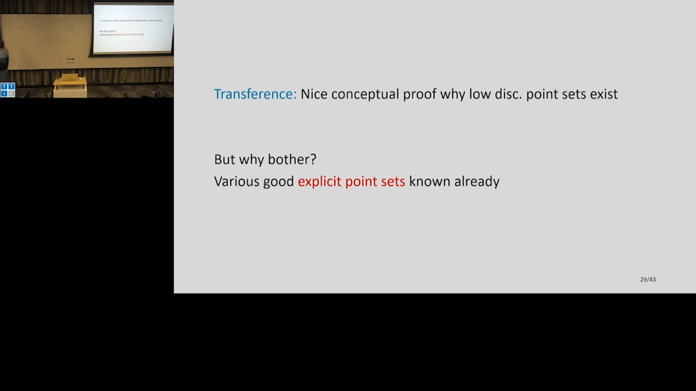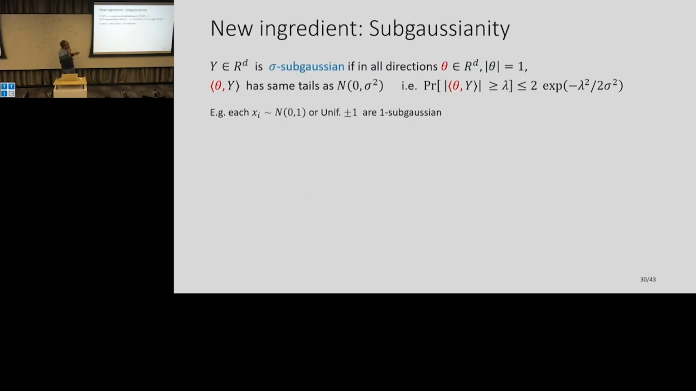Good. I really like this argument because it gives a nice conceptual proof of why these low discrepancy point sets exist, right? Because van der Corput, okay, it's just some construction, you can do the calculation, but what's really happening? In some sense, this is more conceptual. And again, this was known since the 80s, but then you can ask, why bother? There are already very good point sets, so why go about this roundabout way of constructing these things? And so here comes a new ingredient, which was our idea.